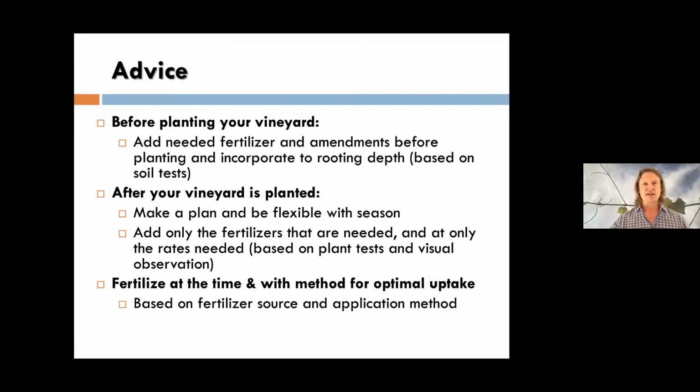You want to make sure you're not throwing off the balance of your sum of cations or base saturation, or competing with nutrients by adding too much potassium, which can compete with magnesium, for example. And then fertilize at a time and with a method for best uptake. I tried to cover this briefly, but hopefully it gave you an idea of ground versus foliar versus drip applied fertilizers and how soon you need to apply those relative to that peak in demand.